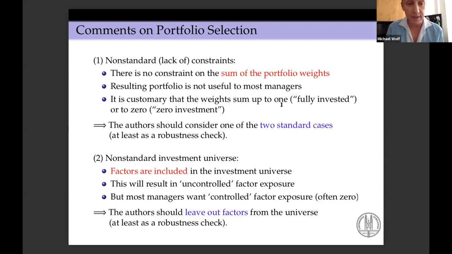Another non-standard aspect is the investment universe, which includes factors. Then the exposure to the factors is completely uncontrolled and could be anything according to your optimization output. Whereas if managers take factors into account, I would think most managers want a controlled factor exposure, oftentimes zero, though it doesn't have to be zero, it could be something else. It could change during times of crisis. They want more or less exposure to certain factors, like size. But in your portfolio that would not be possible because the exposure would be completely uncontrolled. So at least as a robustness check, maybe the more interesting case would be leaving out factors and/or controlling for factors explicitly and not implicitly.